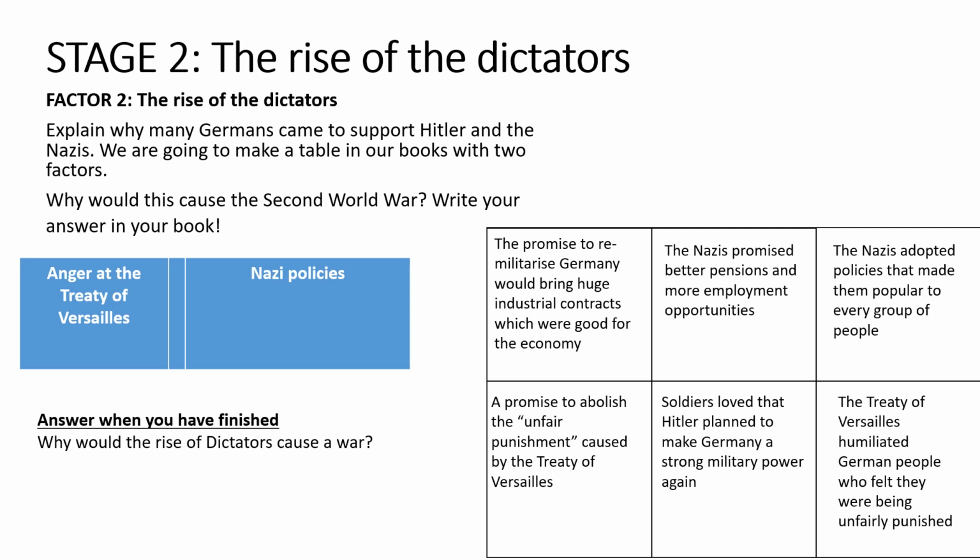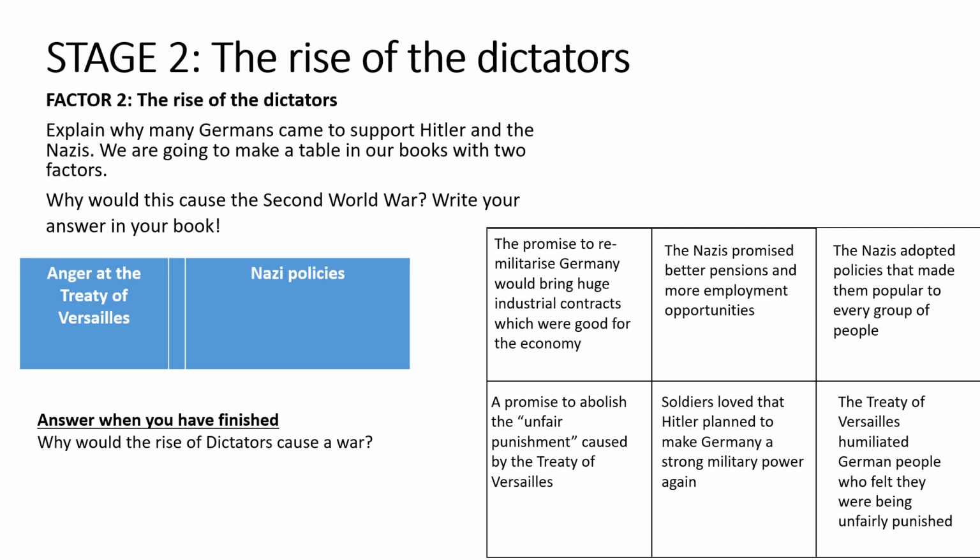So we saw earlier how soldiers felt quite down about losing the military, and that they loved how Hitler planned to make Germany strong again. And finally, the Treaty of Versailles humiliated German people, who felt they were being unfairly punished. Okay, so this is one of the focuses of Hitler and one of the things he did. So is this about the Treaty of Versailles or is this about Nazi policies?